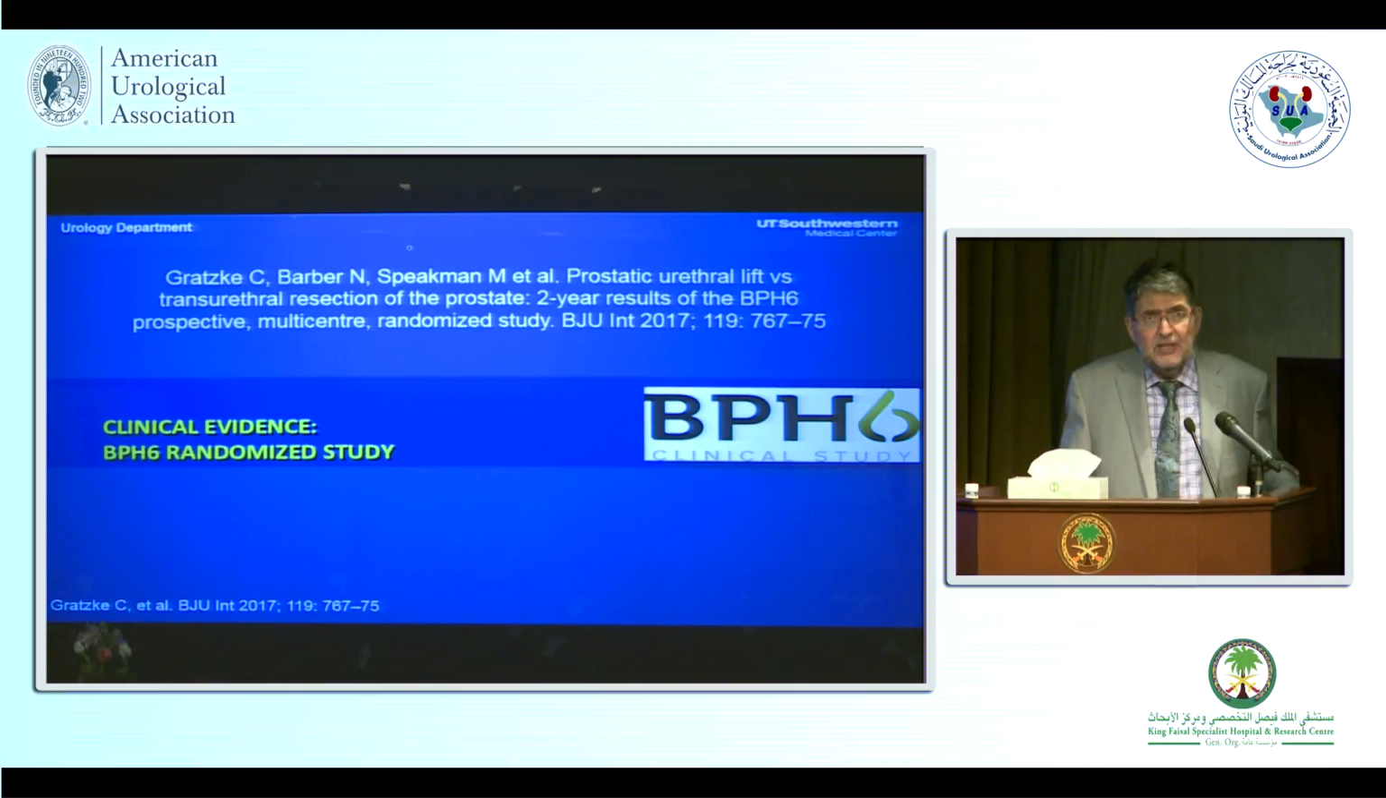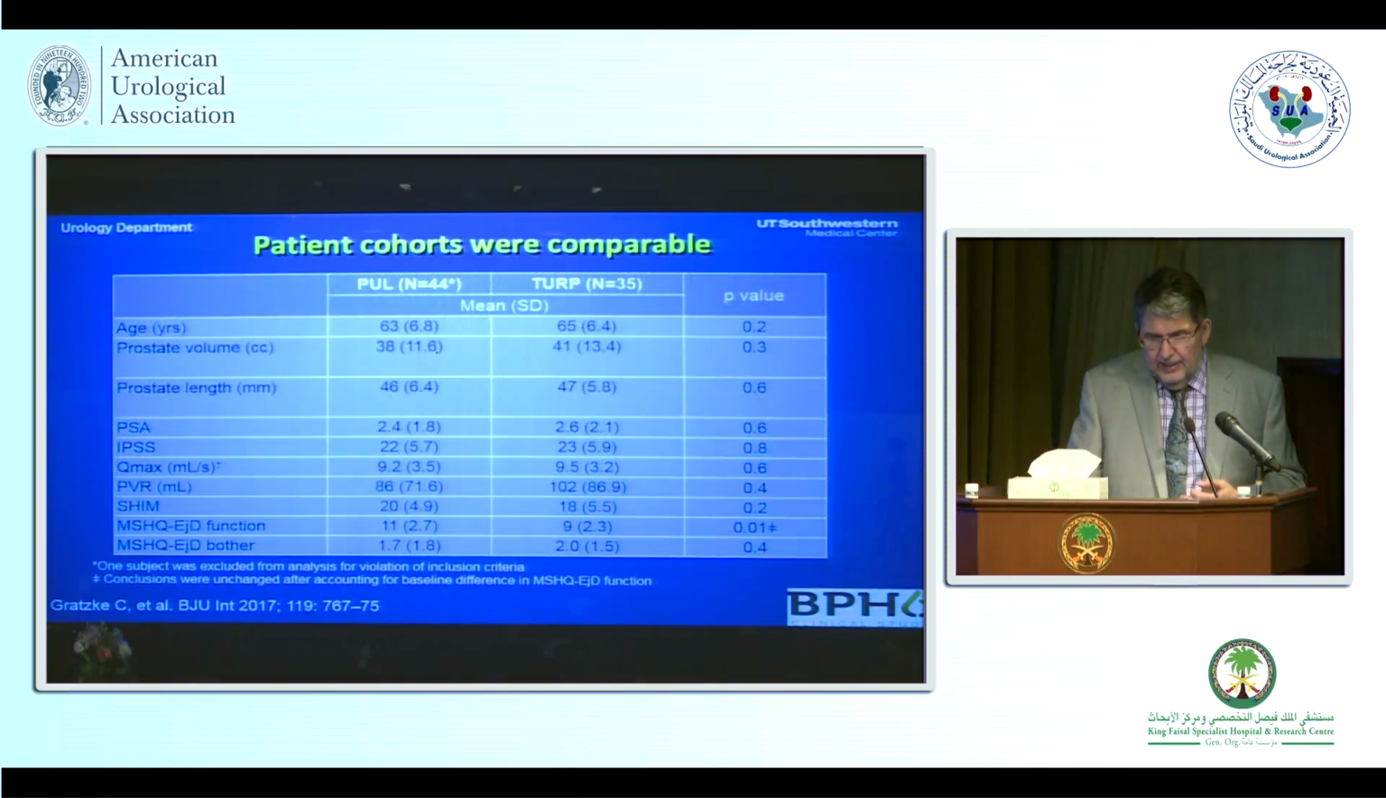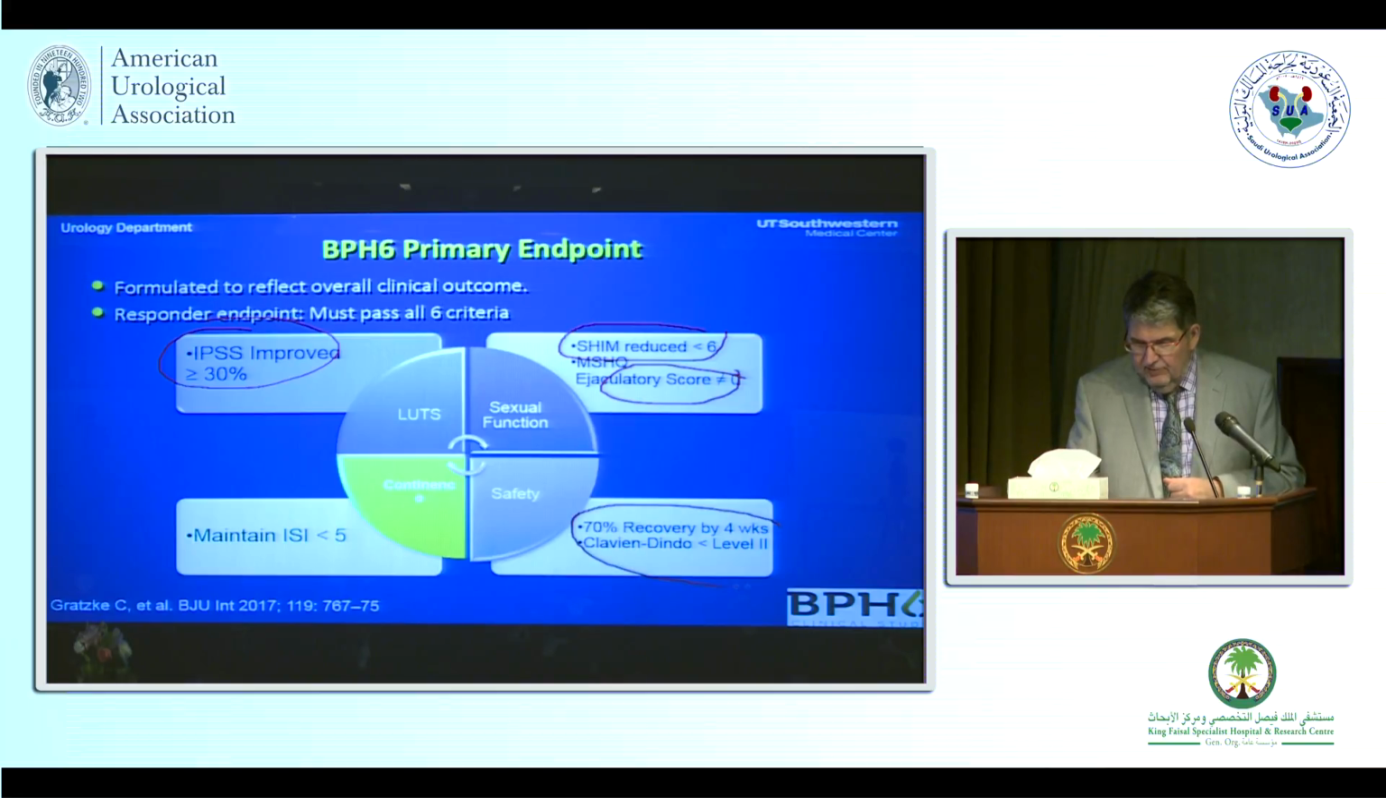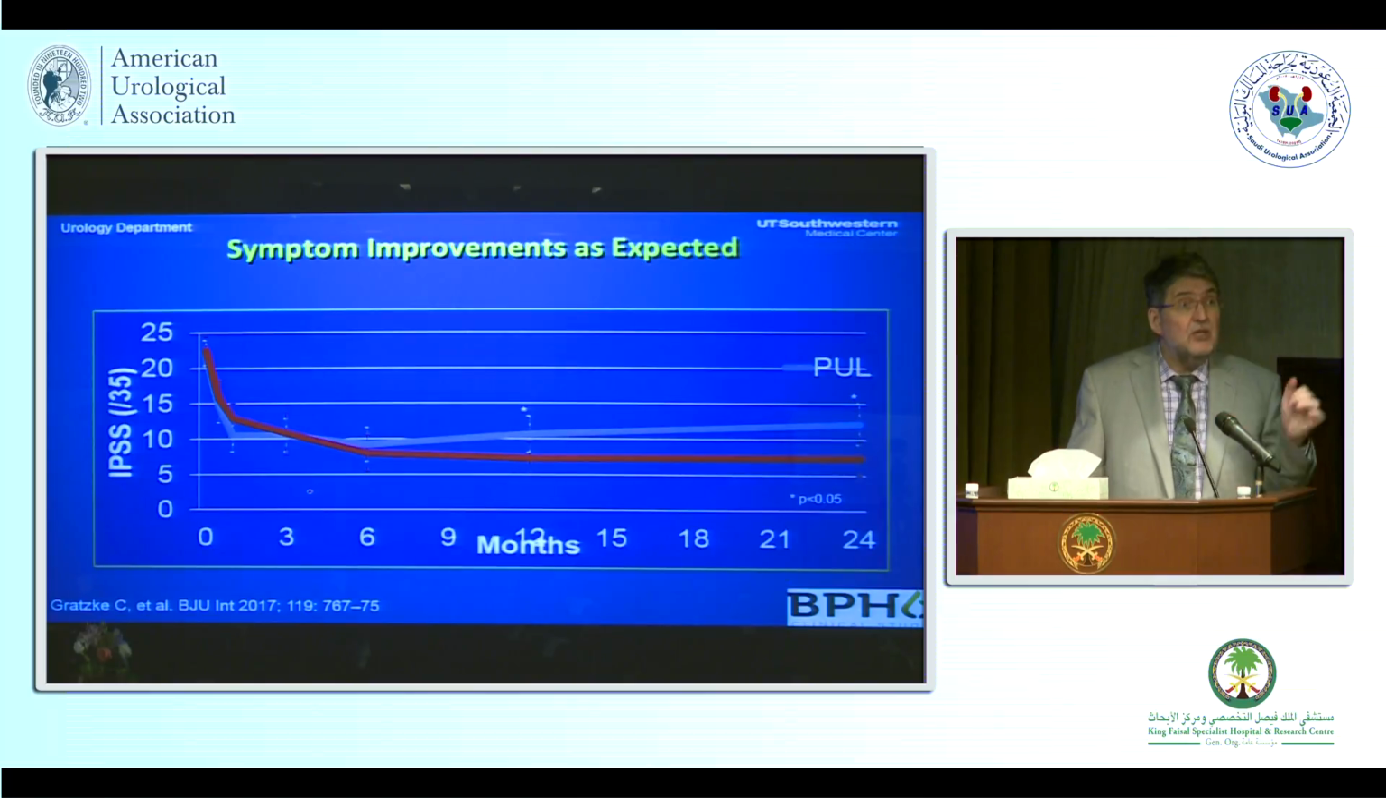So in Europe, they did a trial comparing it directly to TURP. This was a 2-year trial. They called it the BPH6 trial because they had a composite endpoint out of 6 things. You had to have a symptom score improvement, you had to maintain sexual function, ejaculatory function, you had to recover in 4 weeks, no Clavien-Dindo complication was allowed, and no incontinence. So this was a composite endpoint trying to showcase the good features of the UroLift against the TURP.